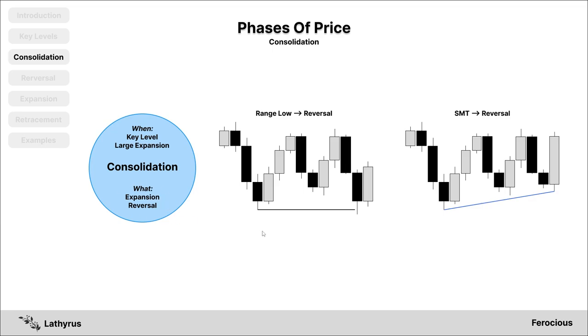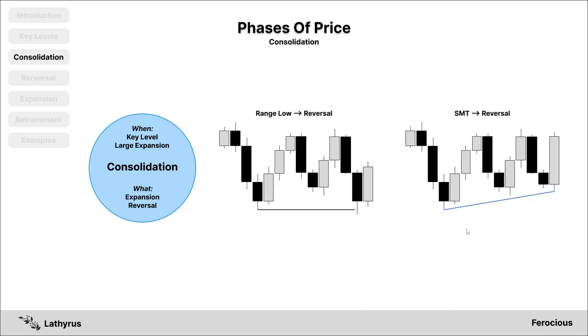The first scenario is waiting for the range low to be taken out if we are bullish. We want to see a strong reaction form on the asset we want to trade from this range low and form a reversal signature higher and trade a new expansion phase higher, right?